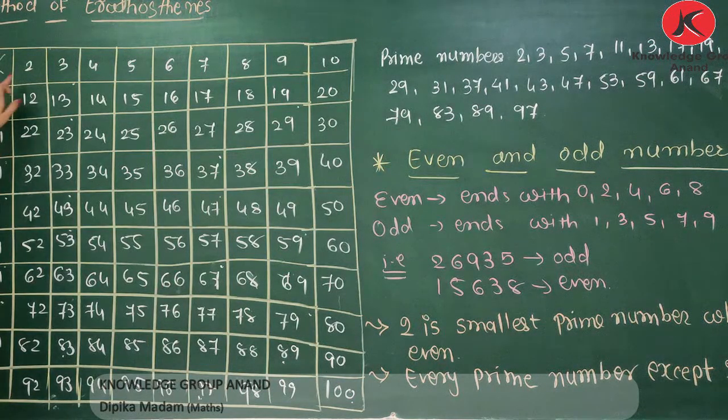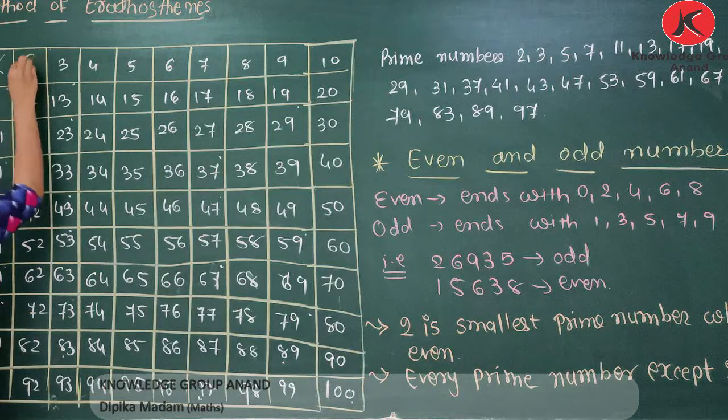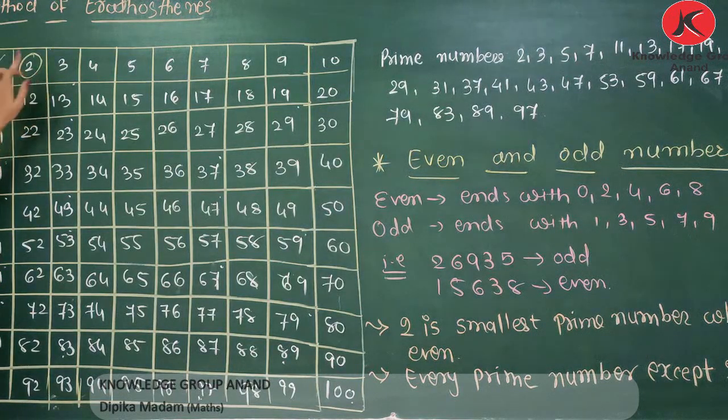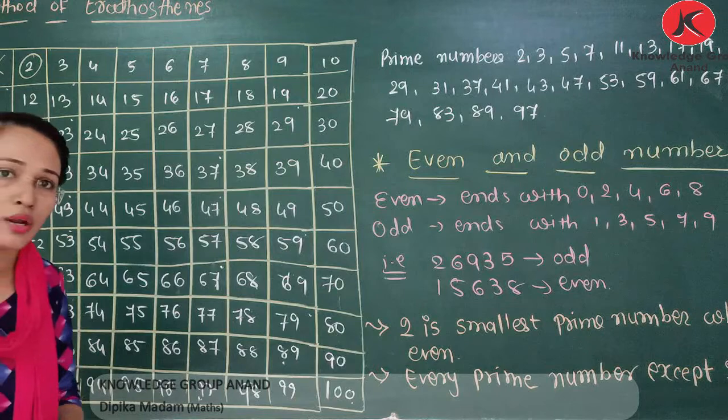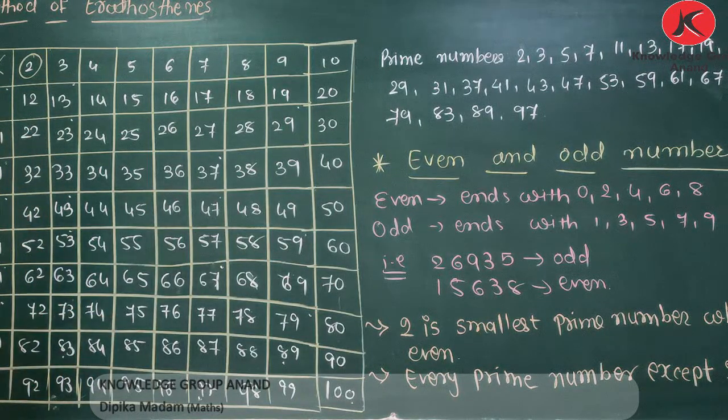Okay, now we will move to the next number, that is 2. We will circle the number 2. Why? Because 2 is a prime number. Then the numbers that are multiples of 2, we need to cross. All the numbers that come in the table of 2 should be crossed. Now we will cross the numbers which are multiples of 2.